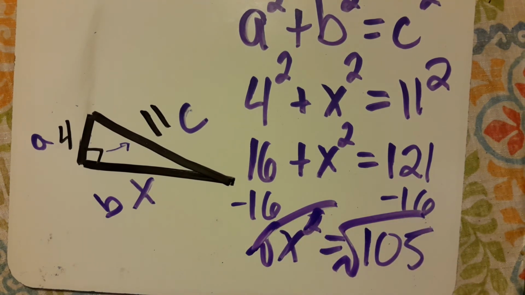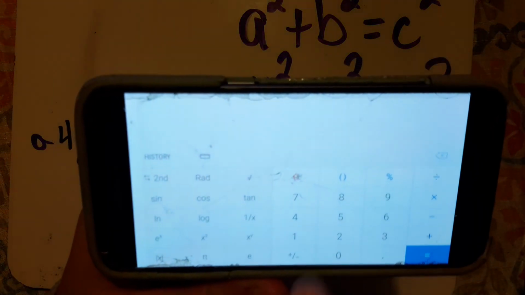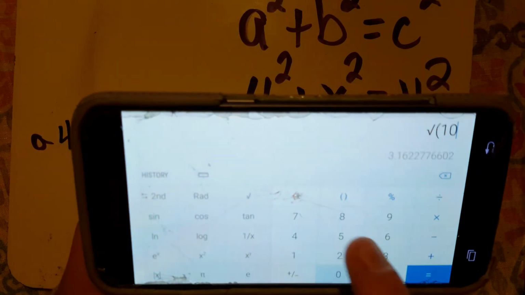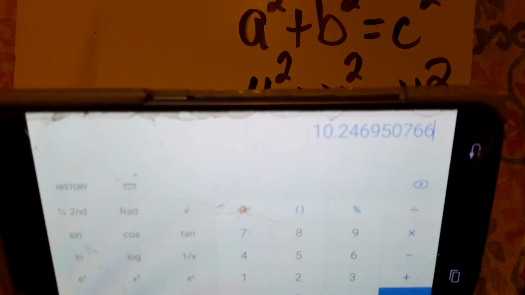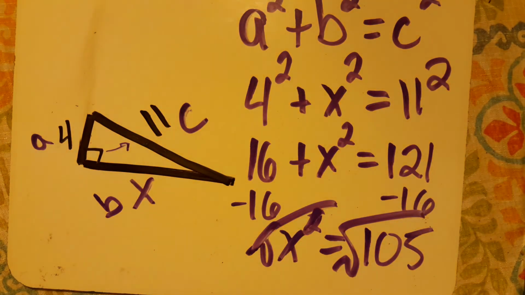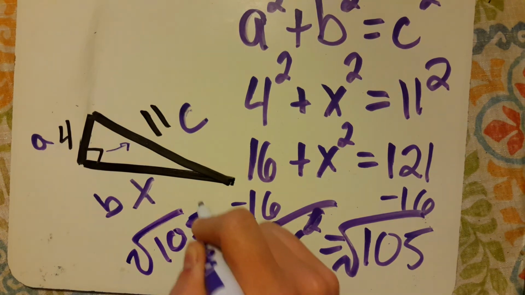And again, if you know your squareds off the top of your head, that'll be an advantage to you. If not, plug in what is the square root of 105. And put my phone back up here again. Square root of 105. And it looks like an ugly decimal again. So this time, my answer is going to be the square root of 105.